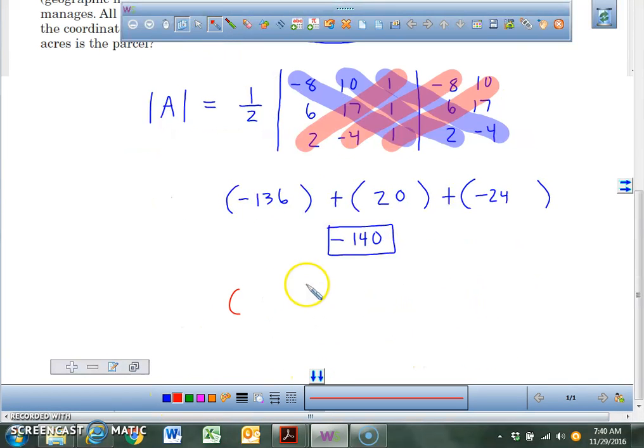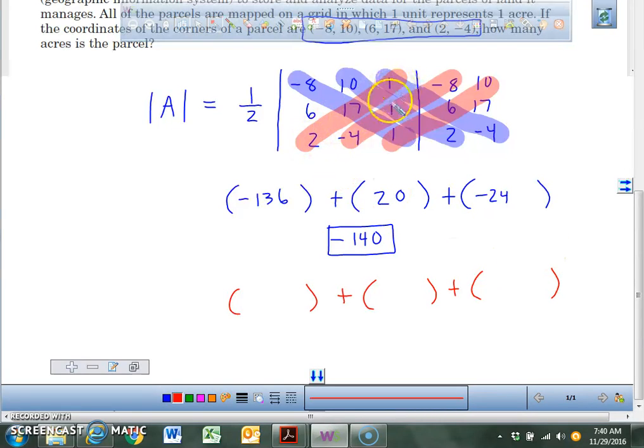Dylan, help me out here. We're going to find the sum of the next 3 products. What's the first product right here? 2 and 17, so it'll be 34. That's right, 34. Then 32, because you got a negative and a negative. And last we got 60. So we add all of these together right here. What did you get when you got the sum of all of those?